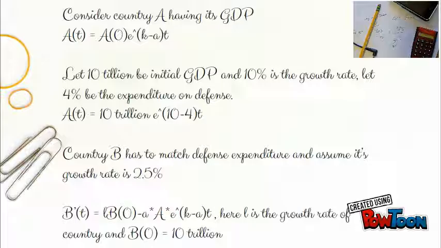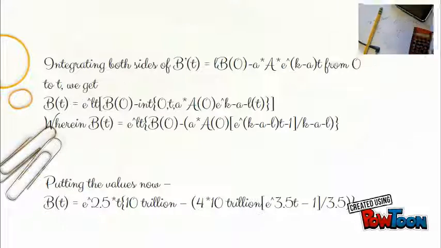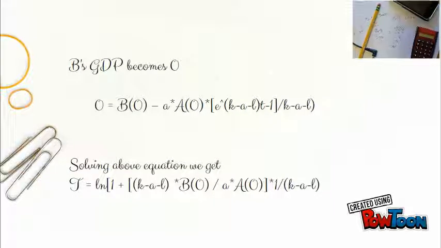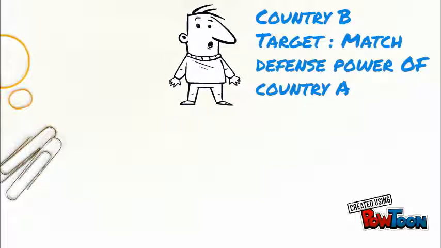Now putting the values, we get B(t) = e raised to the power 2.5t times (10 trillion minus 4 times 10 trillion times (e raised to the power 3.5t minus 1) divided by 3.5). Country B will get economically devastated when its GDP becomes zero due to the defense expenditure. Solving this, we understand that country B does not have an economic existence after 17 years.